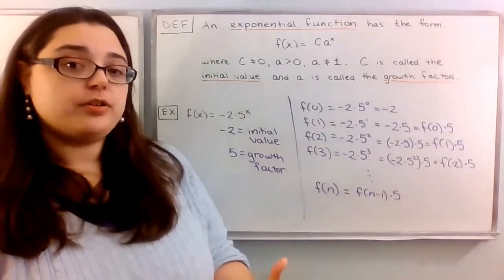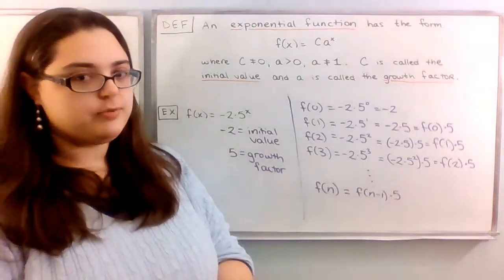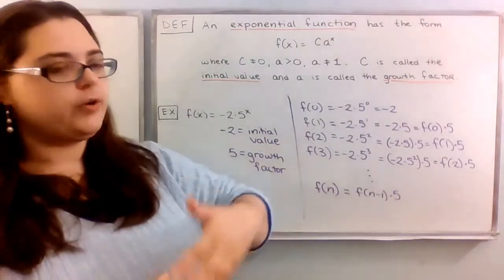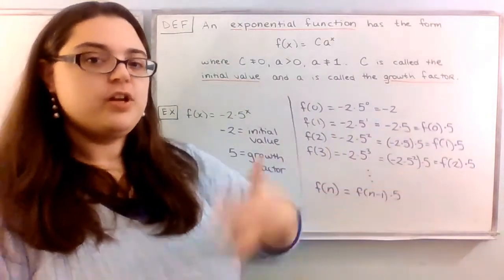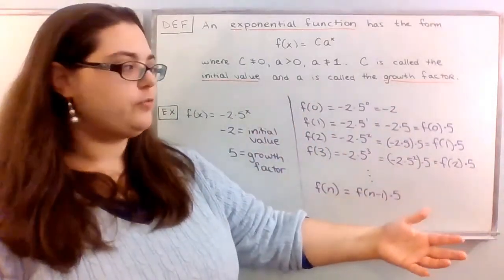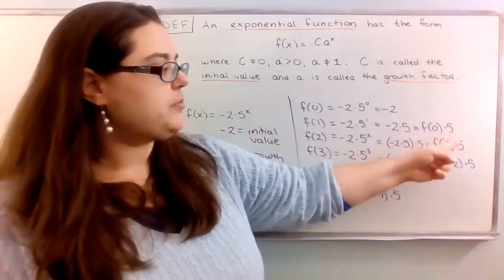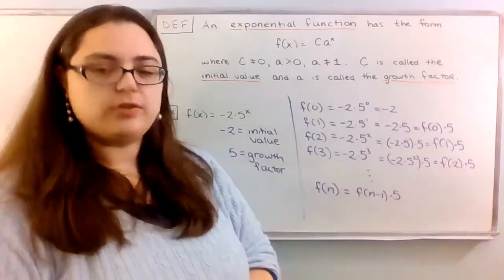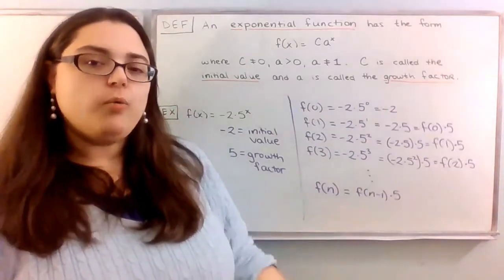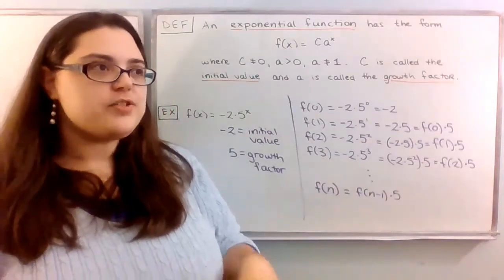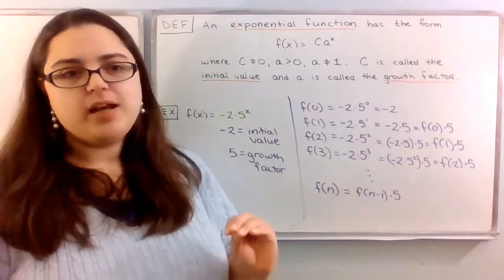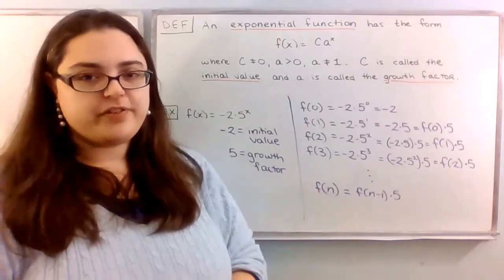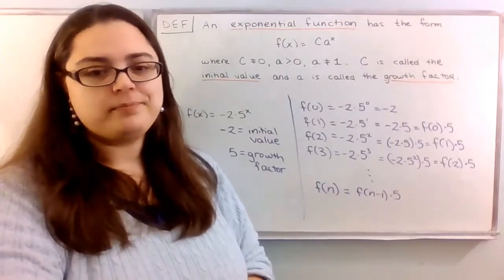Remember, factors are things that you multiply together to get a result. So what the growth factor is saying is that we're going to grow by a factor of 5 for each increase in value of 1 for x. So we multiply by 5, since 5 is the factor, each time we increase our x value by 1. What this does is give us a nice way to distinguish between a linear function and an exponential function if we look at a table of values. So let's take a look at that.